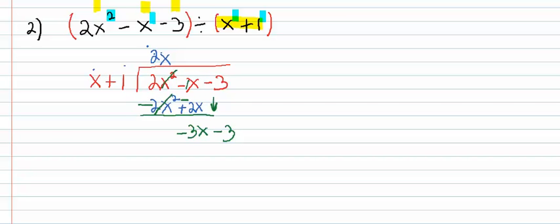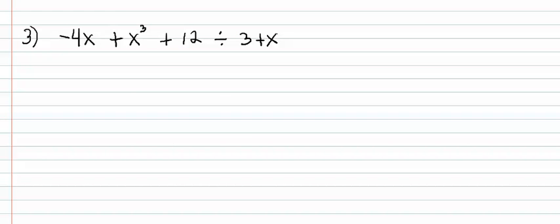Next step, we're going to go x times what is going to give me negative 3x. It's negative 3. Negative 3 times x is negative 3x. Negative 3 times 1 is negative 3. Draw your line. Change your sign. So this is 0. This is 0. There's no remainder. So my answer is right here. This is my answer, 2x minus 3.